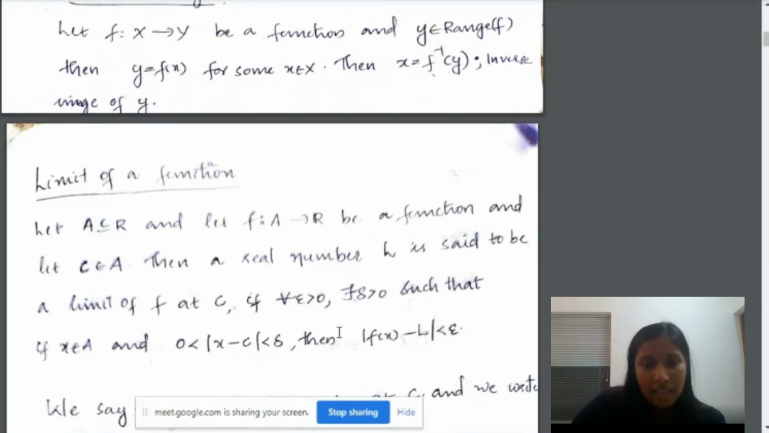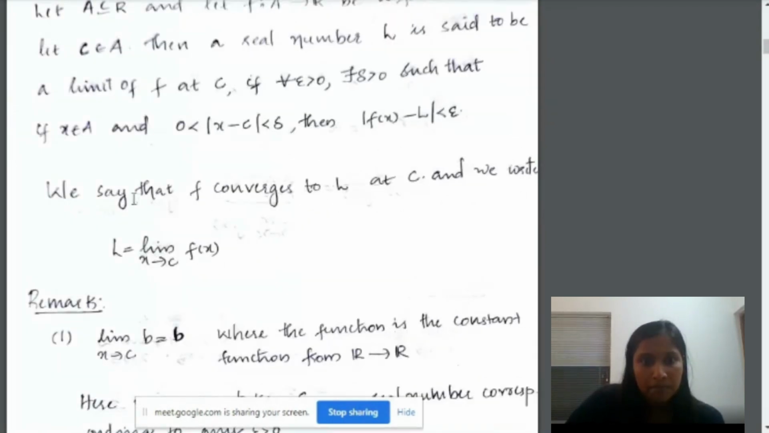This is the basic epsilon delta definition of the limit. From this definition we can find some equivalent definitions which will be somewhat easier for calculating the limit of a function. So we write L equal to the limit as x tends to c of f of x.